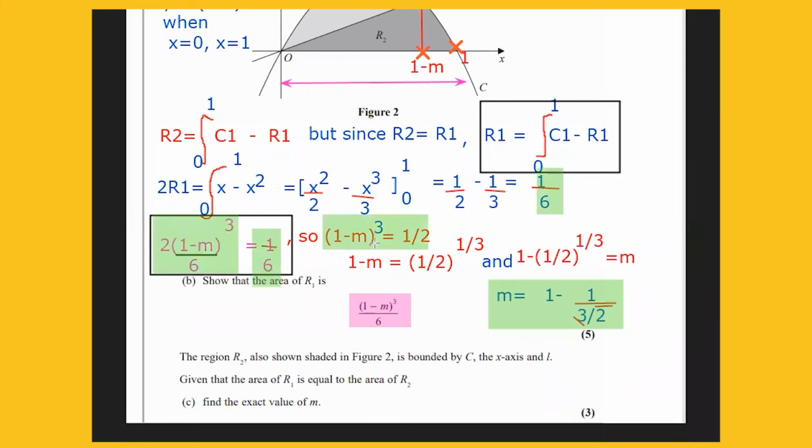Therefore, 1 minus m is going to be half to the power 1/3. And m is going to be 1 minus half to the power 1/3. Now, 1 minus half to the power 1/3 can be written as 1 minus 1 over 2 to the power 1/3, which is 1 minus 1 over the cube root of 2. And that is my final answer. So when they ask for the exact value, the answer for the exact value is going to be 1 minus 1 over the cube root of 2.